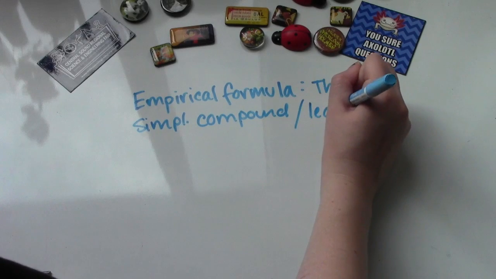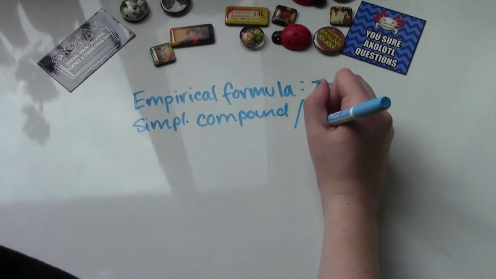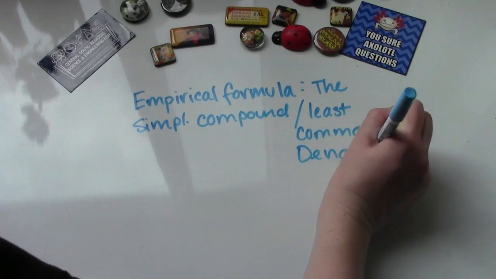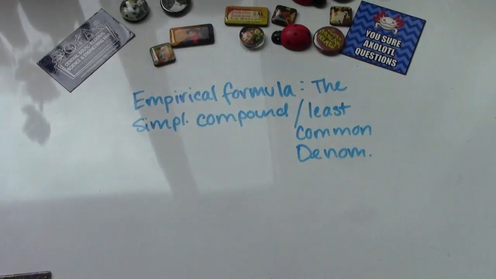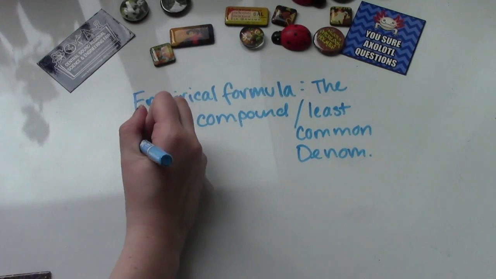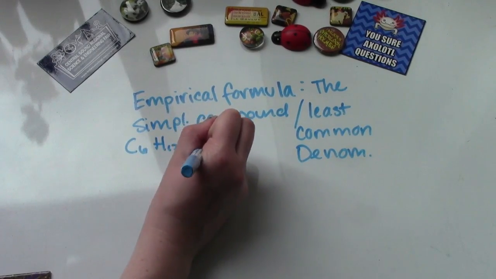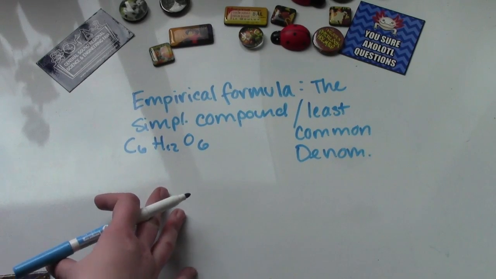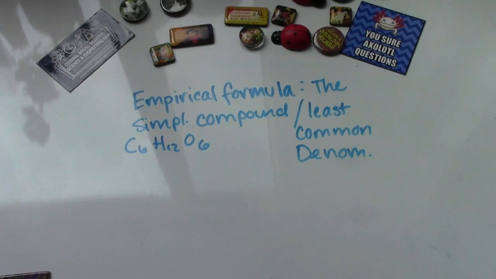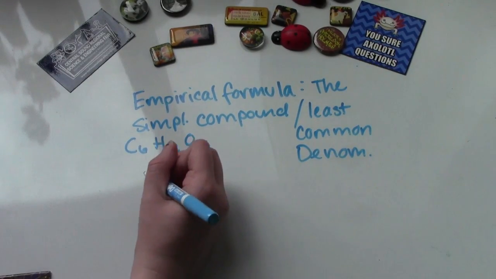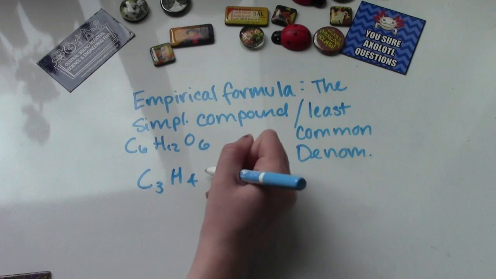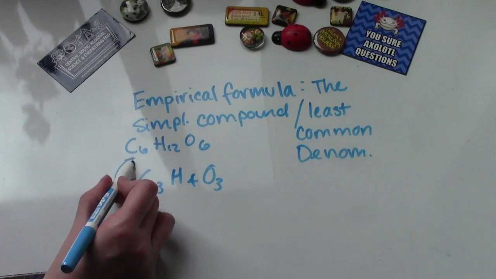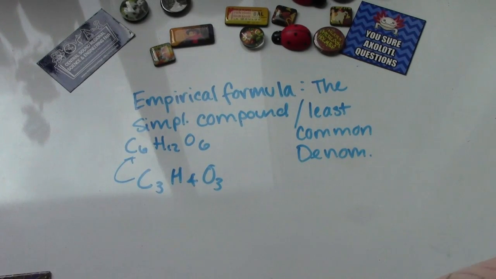the least common denominator. Least common denominator. So pretty much it's like a ratio. So C6H12O6, this is glucose, and that's the actual formula for the compound. But the empirical formula, say if we were getting it from a combustion reaction and we calculated it out to be like C3H4O3, and we're like, oh, that's the skeletal empirical formula, this is our actual formula. So that's kind of how it works. You can find it experimentally.